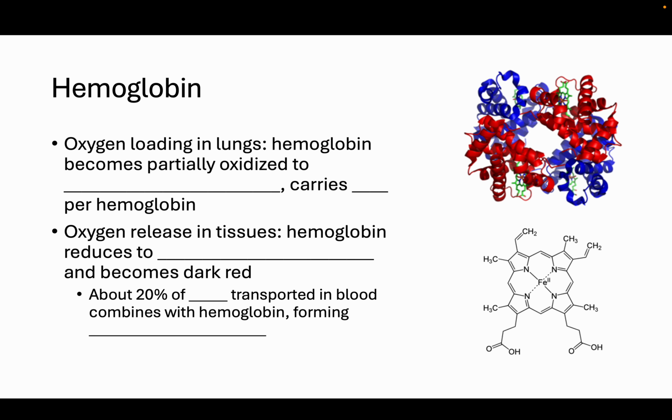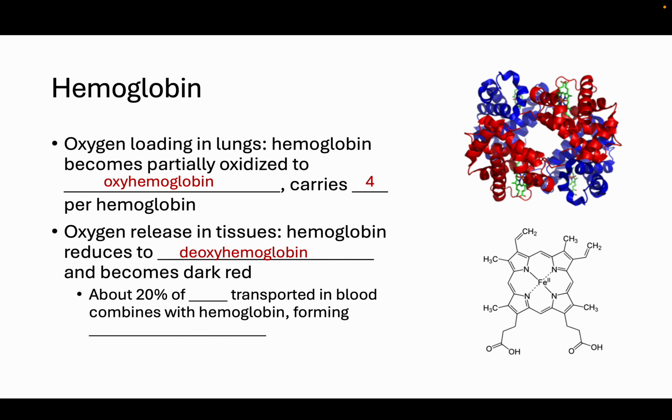Hemoglobin is the major protein found within the red blood cells. When it carries oxygen, it's considered oxyhemoglobin, because it is made up of multiple units, each carrying a heme group. Each heme carries an oxygen, so you're going to have 4 oxygen molecules per hemoglobin. Oxygen is released in tissues, where hemoglobin gets reduced to deoxyhemoglobin, making it dark red.